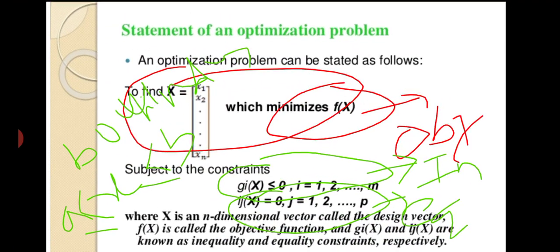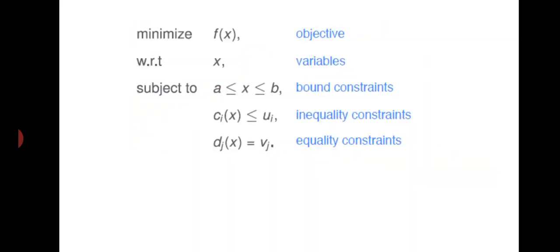In the next slide, you can understand these things with the help of this slide. This slide again states that your target is to minimize the function f(x) with respect to x, your boundary or side constraint is that x lies between a and b, and your inequality constraint is given, and the equality constraint is also given.